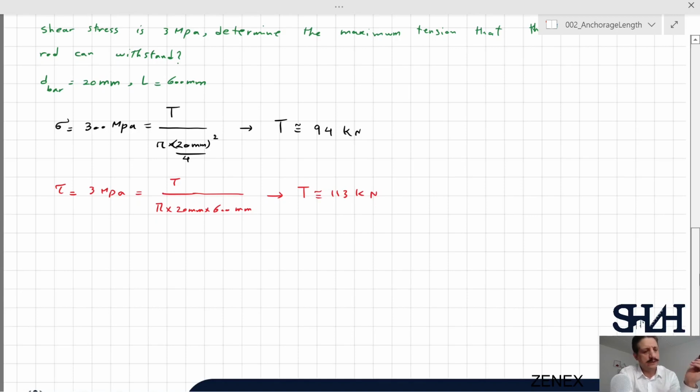And if we want to say what is the maximum capacity of this rod, P max will be the minimum of P because of axial resistance and T because of shear resistance. So it will be 94 kilonewton.